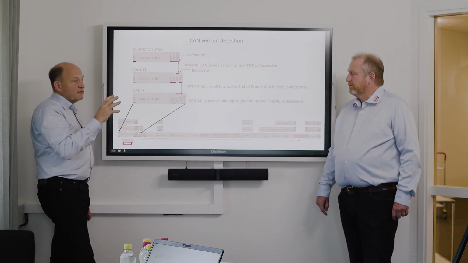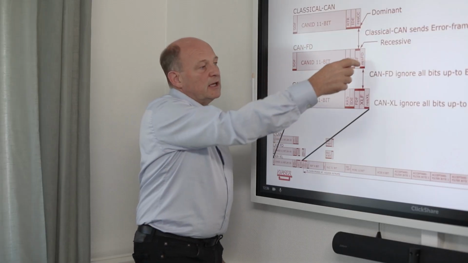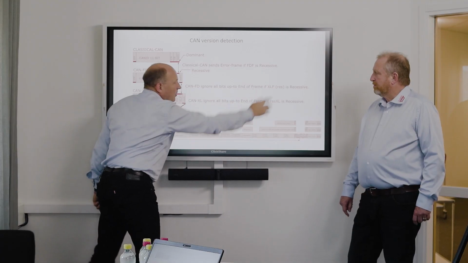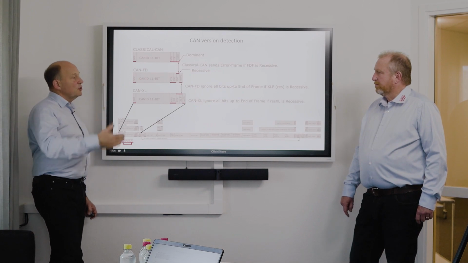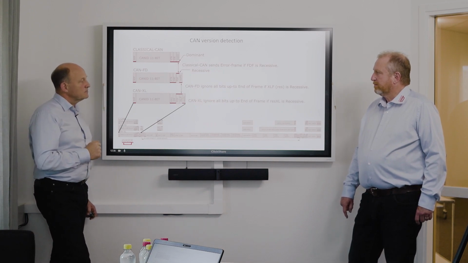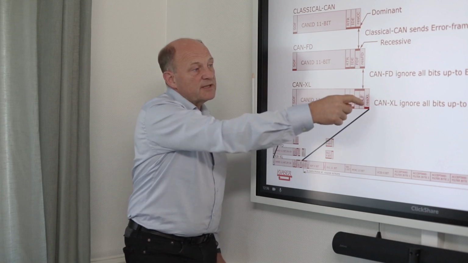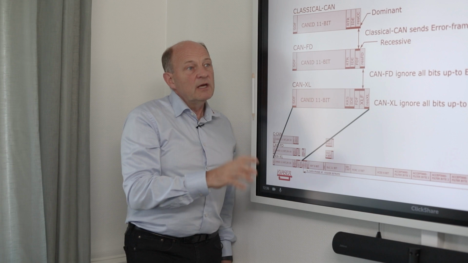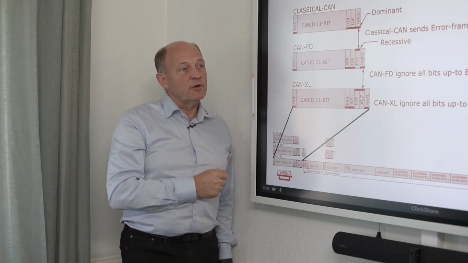But in CAN FD, there is also a function where you tell the CAN FD controller that if you see this recessive bit, it should ignore all the following bits and wait until it sees the end of frame, and then join the communication again. CAN Excel again has a reserved bit, and it will do the same. If a future version sends this bit as recessive, it will just ignore everything up to the end of frame.